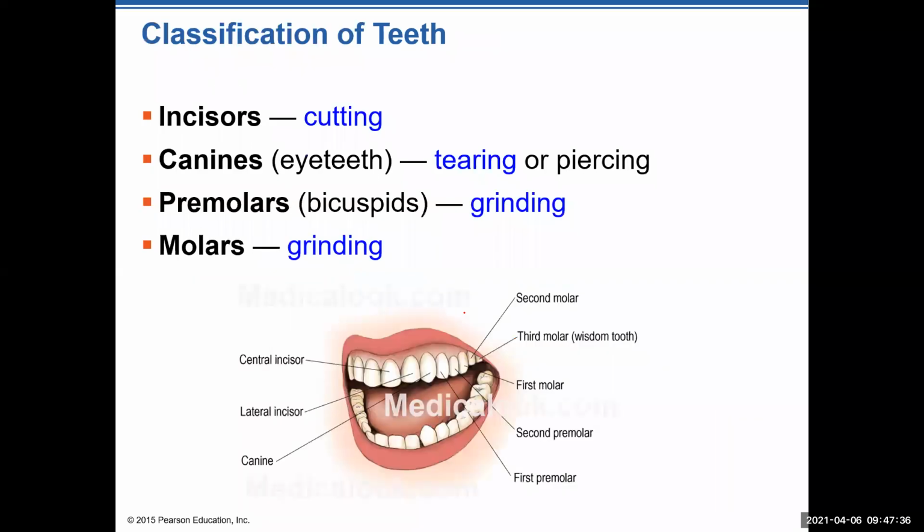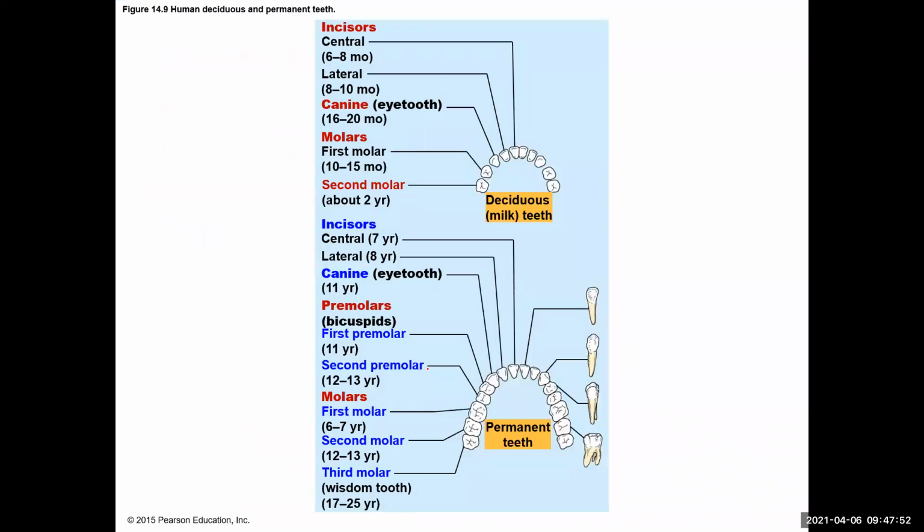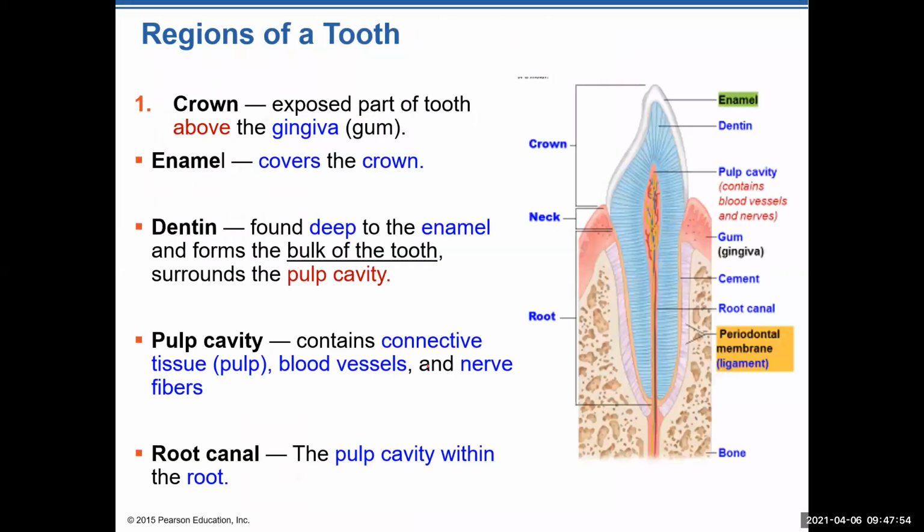Then we have the incisors for cutting the food. We have the canines, these ones. Canines are there to tear the food, and then we have the molars and premolars to grind the food.